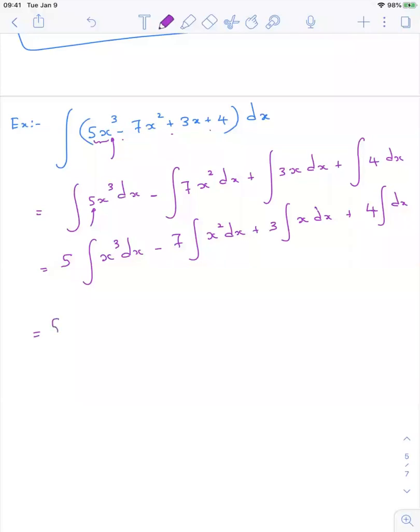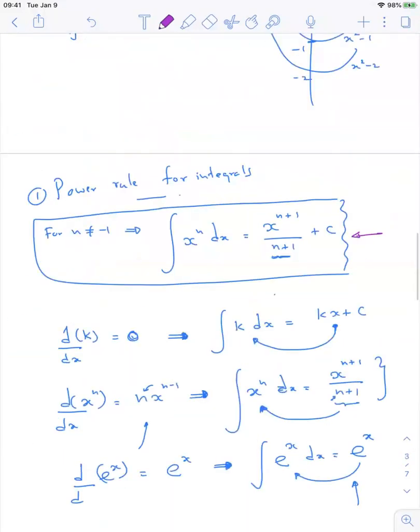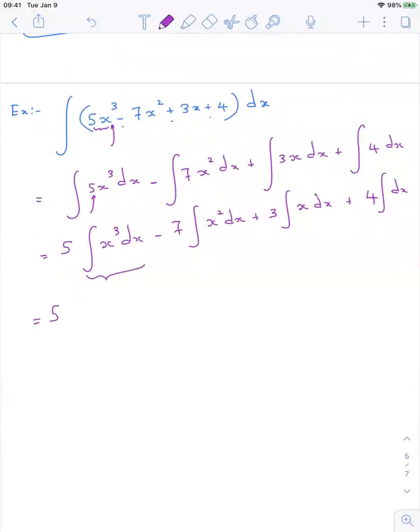Now 5 is here. Now you can integrate this x to the power 3. Look at this equation right here: when n equals 3, you have to put 3 here and just 3 here for the answer. That will be 3 plus 1, which is 4. So x to the power 4 divided by 4, right? So this integration will be x to the power 4 divided by 4.